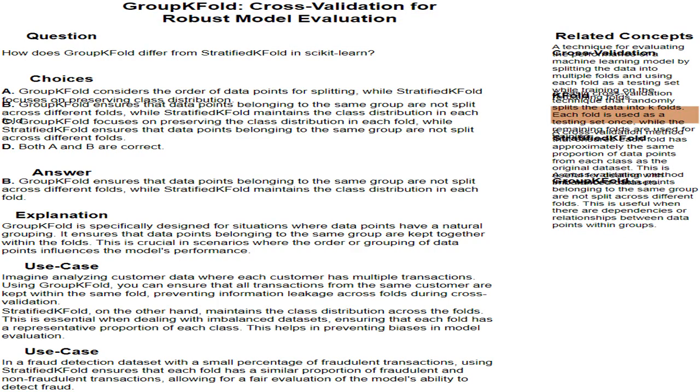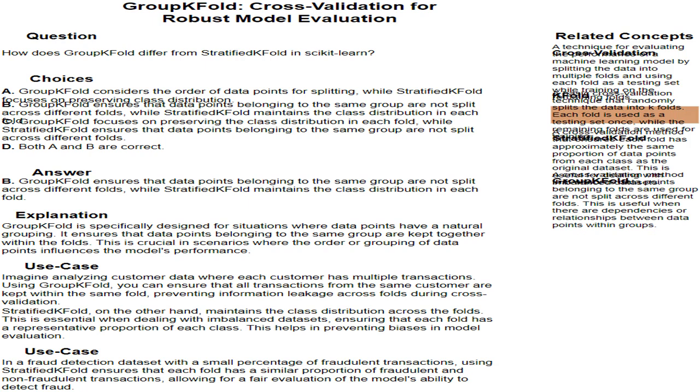K-fold is a basic cross-validation technique that randomly splits the data into K folds. Each fold is used as a testing set once, while the remaining folds are used for training. Imagine a dataset of 100 data points. With K-fold, K=5, we would randomly split the data into 5 folds of 20 data points each.